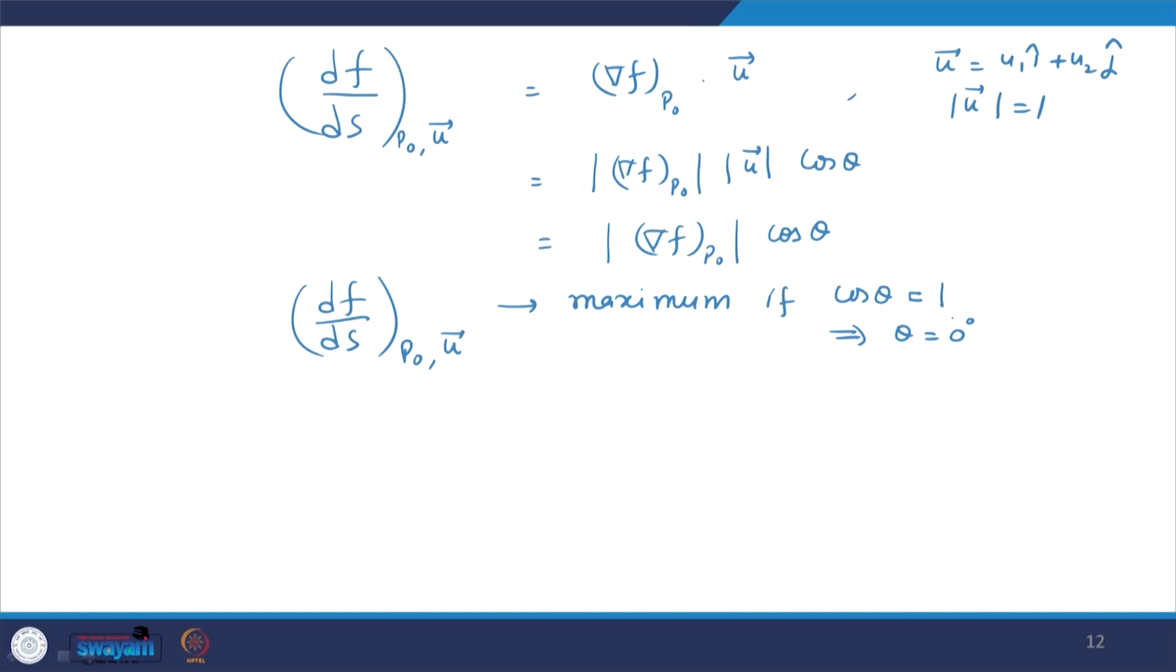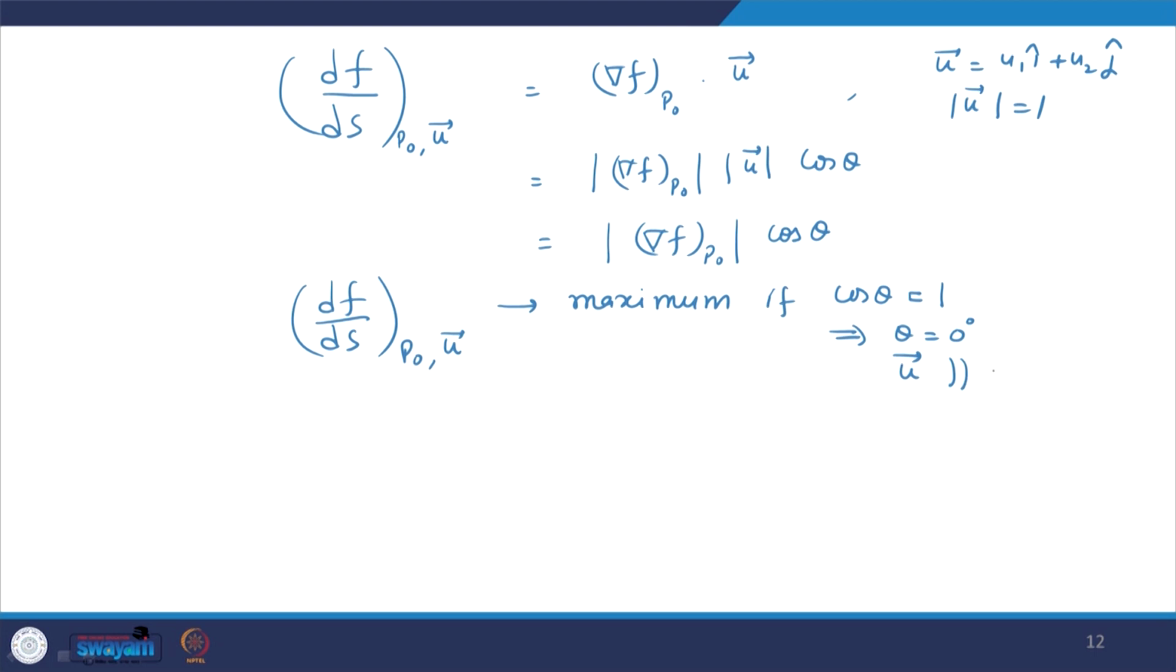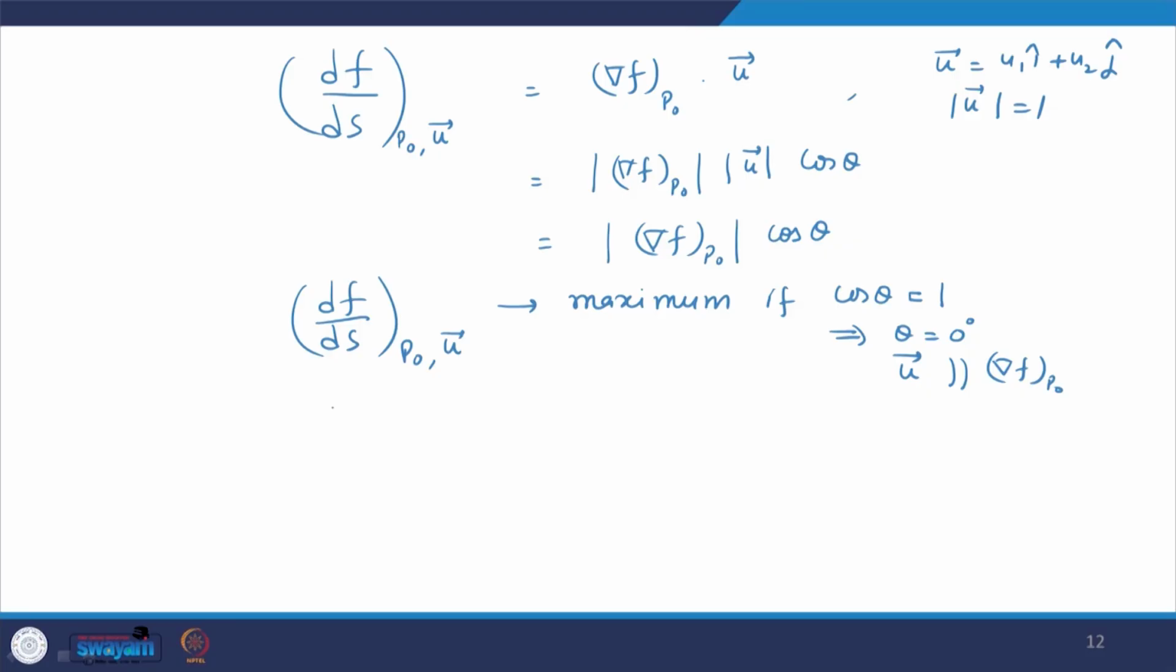Theta 0 means the direction of u is the same as the direction of the gradient of f at p naught. So, u is parallel to the gradient of f at p naught. That means the rate at which f increases most rapidly is along the direction of the gradient of f. So, if we compute the gradient of f, it gives the direction in which the rate of change of the function increases most rapidly, and we sometimes call this the steepest direction.